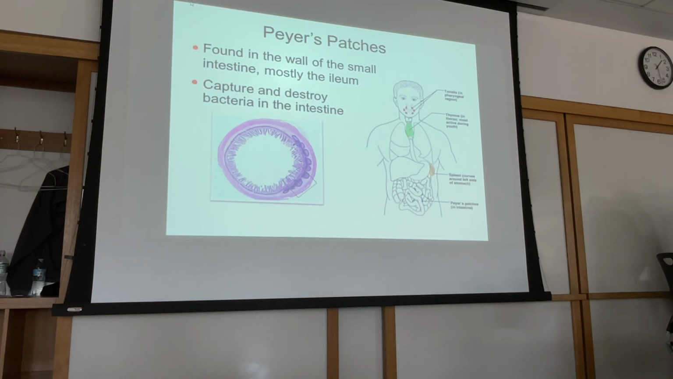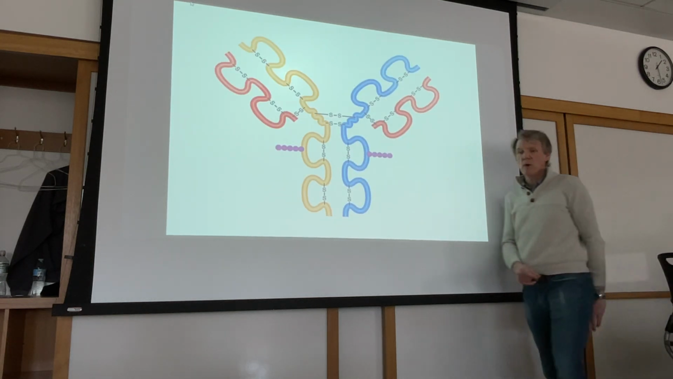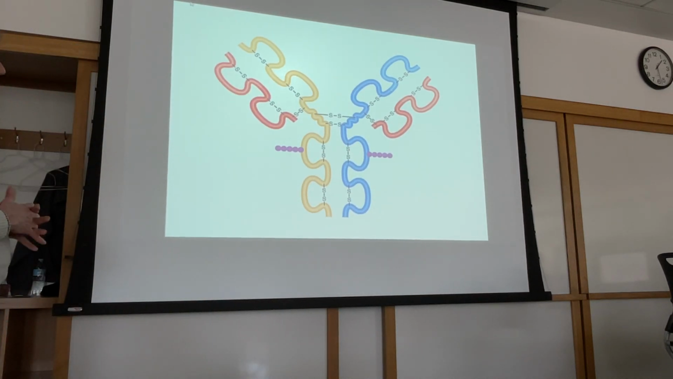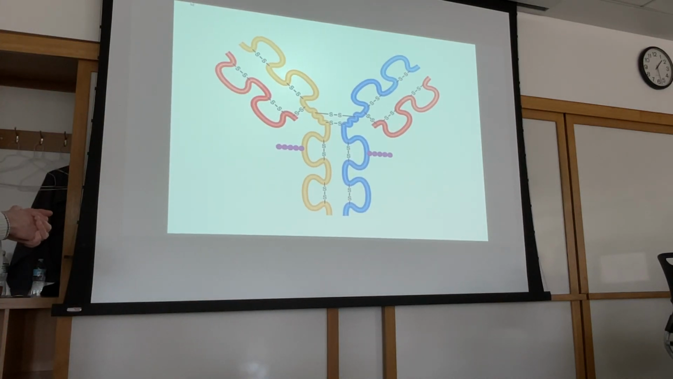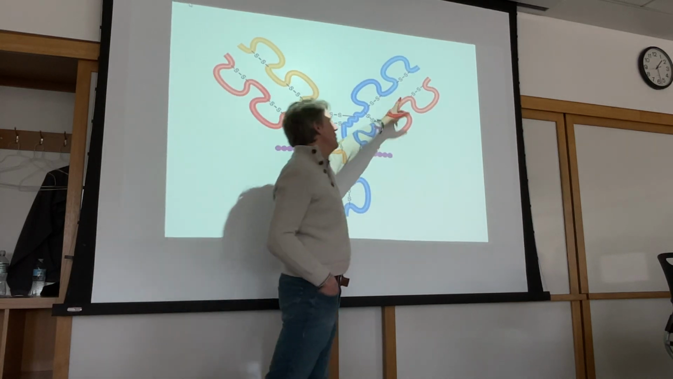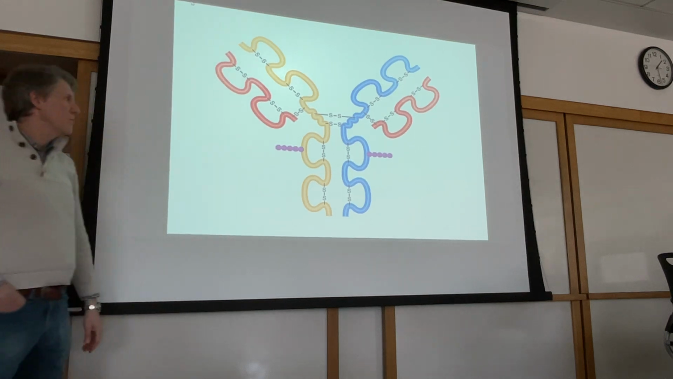Next we have antibodies. I don't have any good model of an antibody, so this is the picture from your PowerPoint. Just to refresh your memory, this is an IgG type of antibody. It looks like the letter Y. It's made up of 4 polypeptide chains. This one in red and this one in red are called the light chains. And the ones in yellow and blue are the heavy chains.